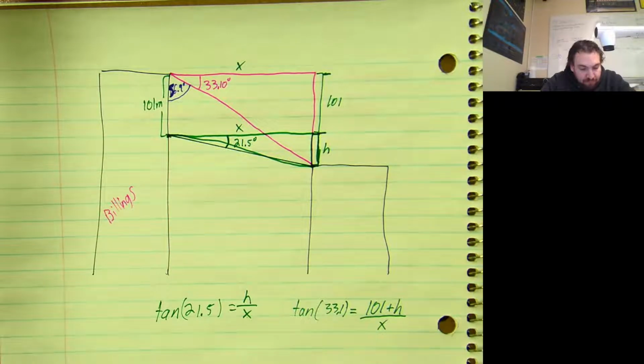Anyone have an idea of something we might want to try doing? I have two equations here. I have two variables here. James.